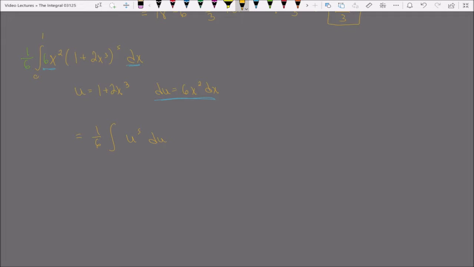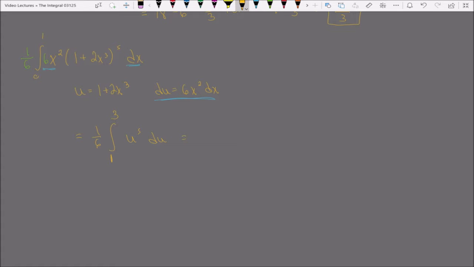Now we have to find new bounds. When x is 0, u is 1. All I'm doing is plugging x equals 0 into the substitution. Then when x is 1, we get 1 plus 2, so u is 3. So we have 1/6 the integral from 1 to 3 of u to the 5th du.